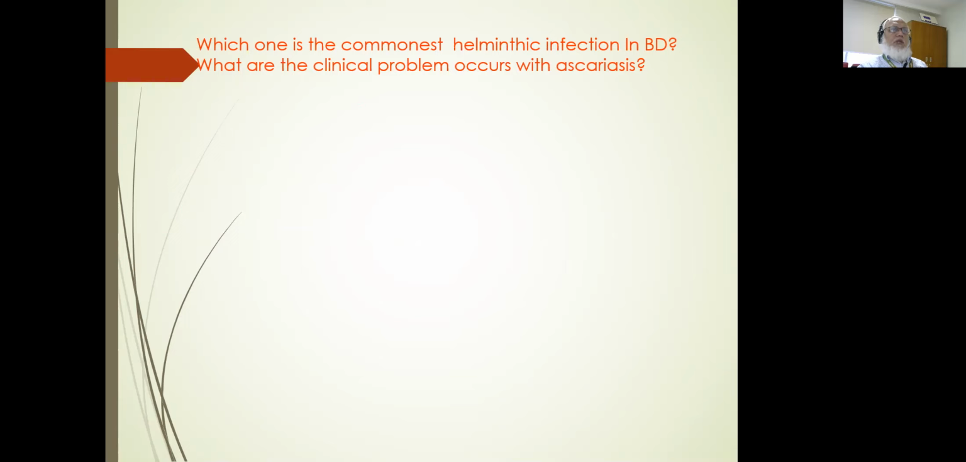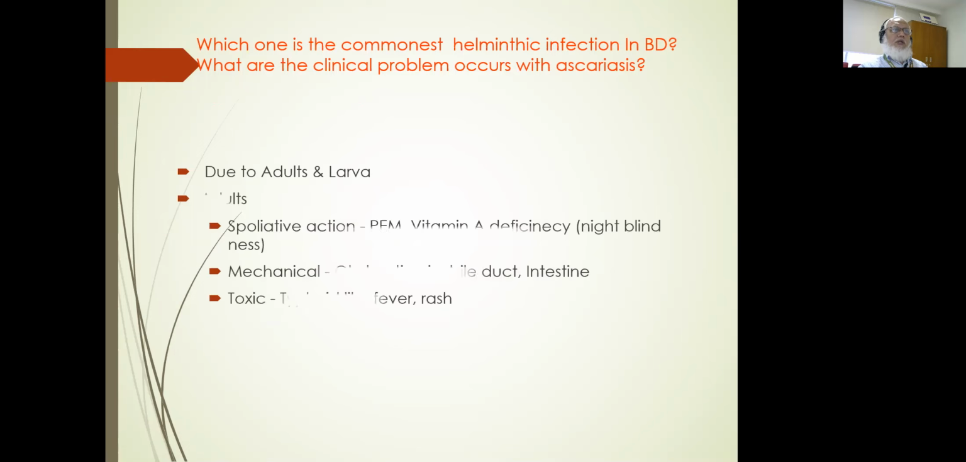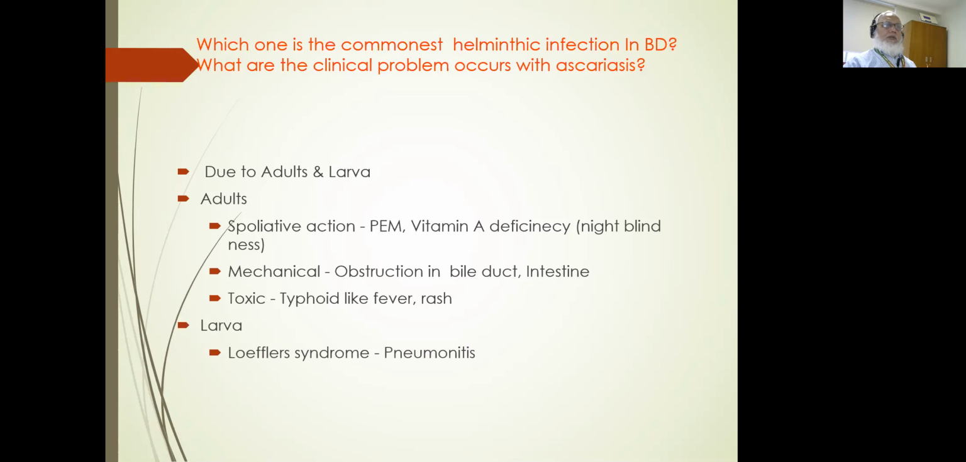Which one is the commonest helminthic infection in Bangladesh, and what are the clinical problems with that? Commonest is ascariasis, and its problem is due to adult and larva. Due to adults, there are spoliative, mechanical, and toxic actions. Spoliative action includes protein energy malnutrition and vitamin A deficiency, that is night blindness. Due to mechanical action, there may be obstruction in the bile duct and intestine, and toxic action, typhoid-like fever, and sometimes rash can occur. Due to larva, Loeffler's syndrome, that is pneumonitis during migration of the larva in the lung.